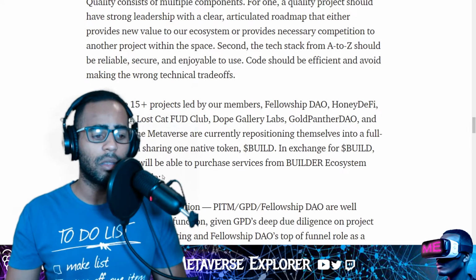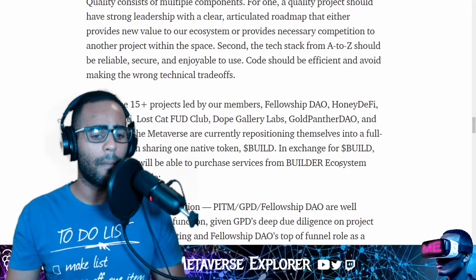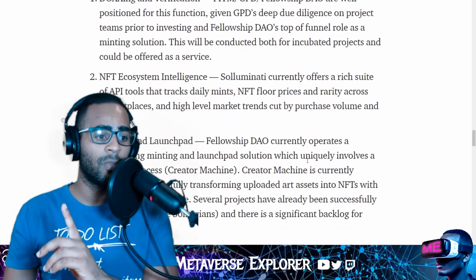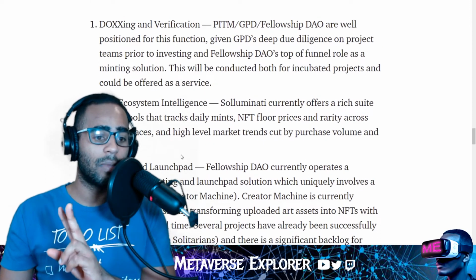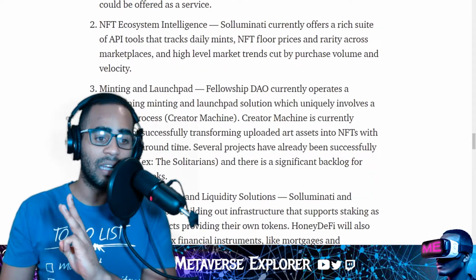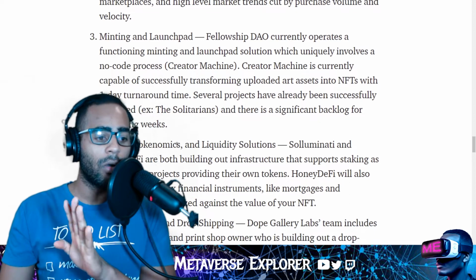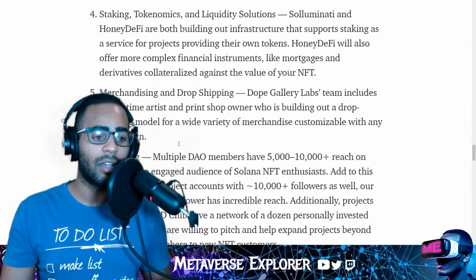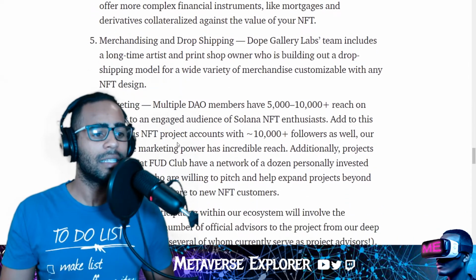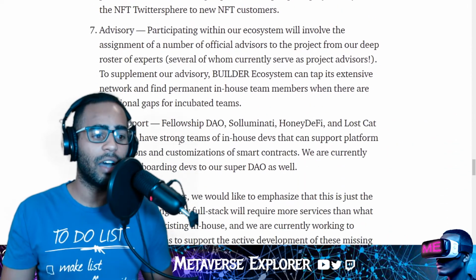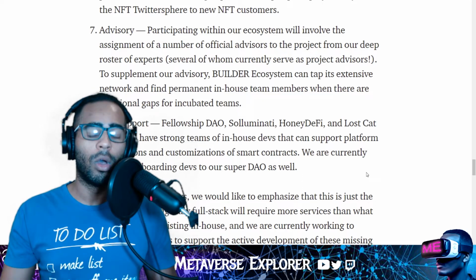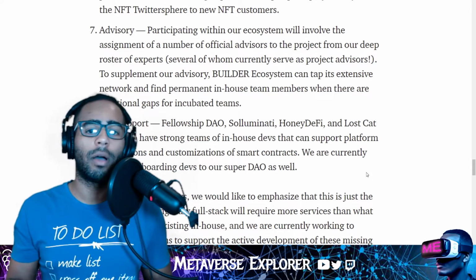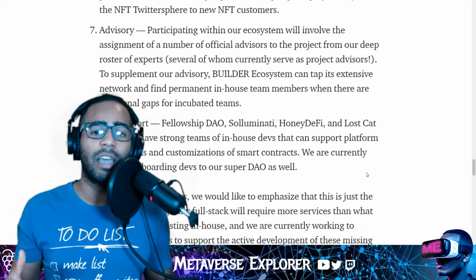In exchange for Build, new projects will be able to purchase services from the Builder ecosystem, which will include: 1. Doxing and verification, 2. NFT ecosystem intelligence, 3. Minting and launchpads, 4. Staking, tokenomics, liquidity solutions, 5. Merchandising and drop shipping, 6. Marketing, 7. Advisory, and 8. Dev support. What else do you bloody need for your mint? What else do you need for your upstarting, budding NFT community?